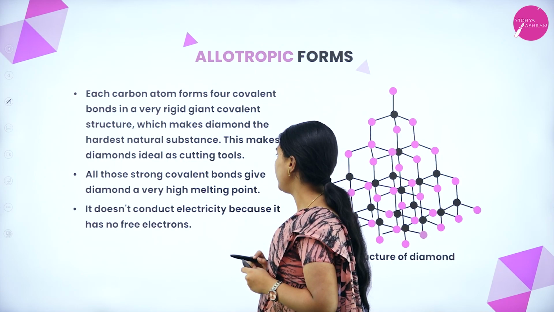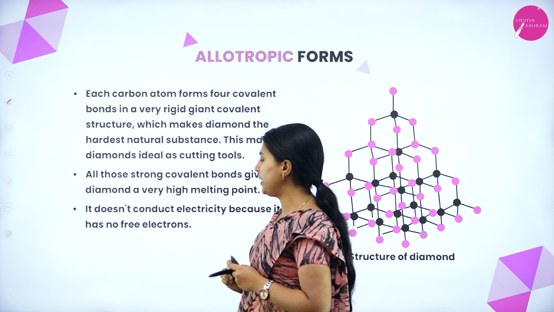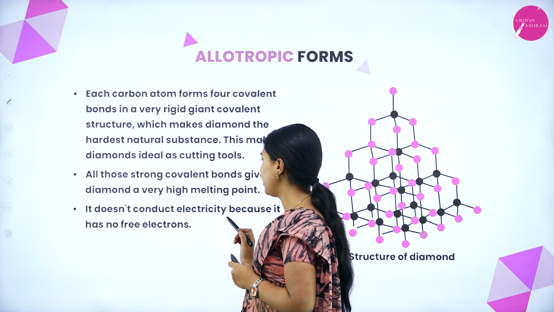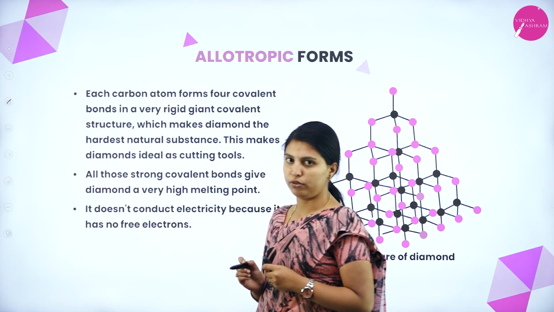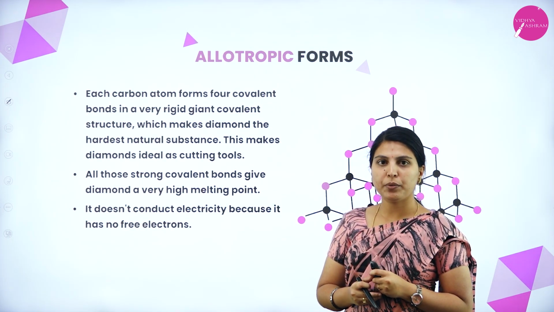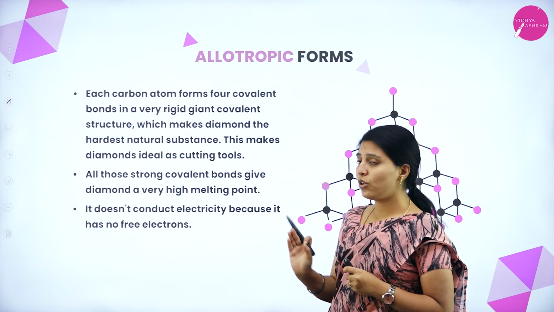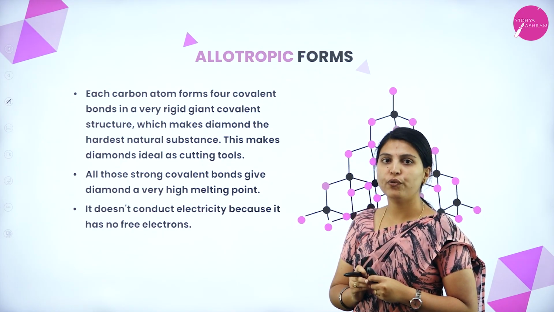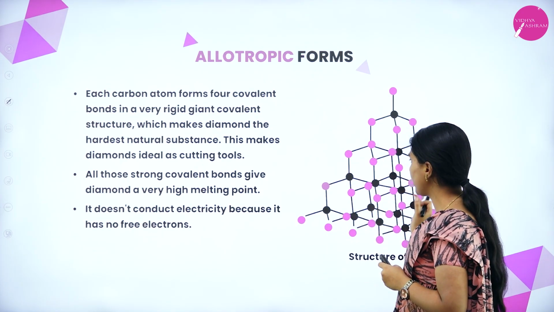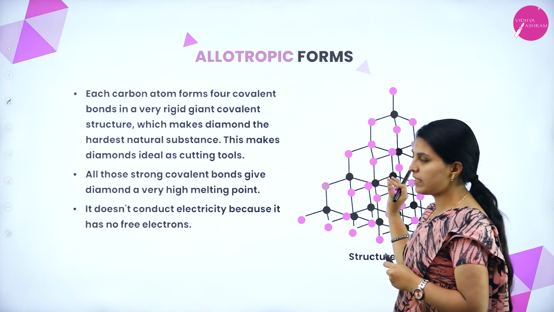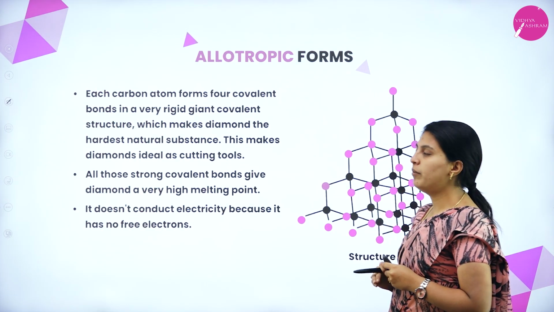All those strong covalent bonds give diamond a very high melting point. It does not conduct electricity because it has no free electrons. It has a high melting point and does not conduct electricity because there are no free electrons in it. This is the overall structure of diamond, how precisely and how tightly it has been bonded.